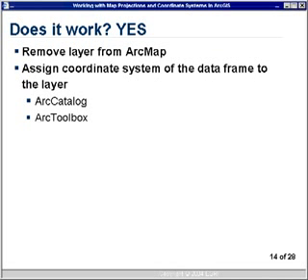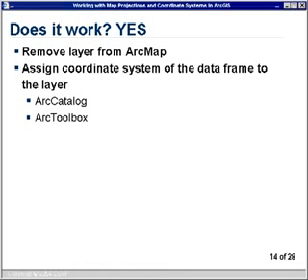If it does work, then basically we're finished, but we need to go ahead and add that coordinate system information to our data set. The first thing you need to do is remove the layer from ArcMap, because ArcMap has a lock on it, and if it's in ArcMap, I cannot update the coordinate system information. At that point, you can assign the coordinate system of the data frame to the layer either in ArcCatalog or ArcToolbox. I'm going to be using ArcCatalog.